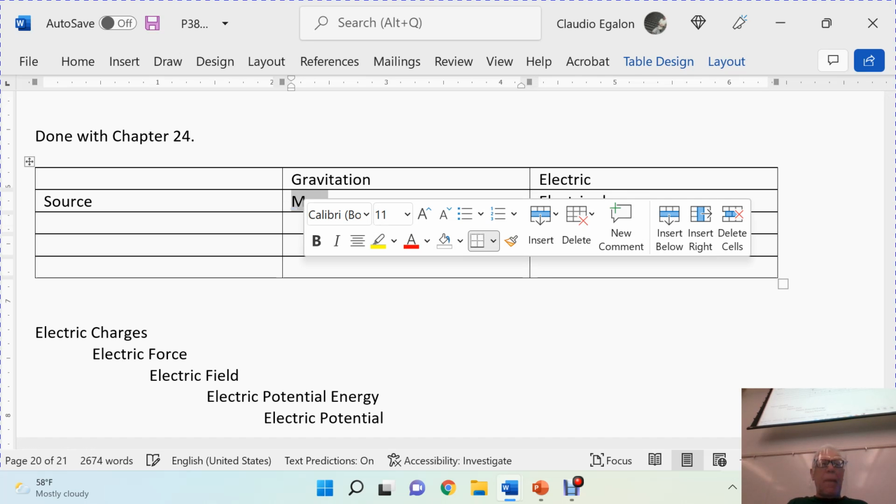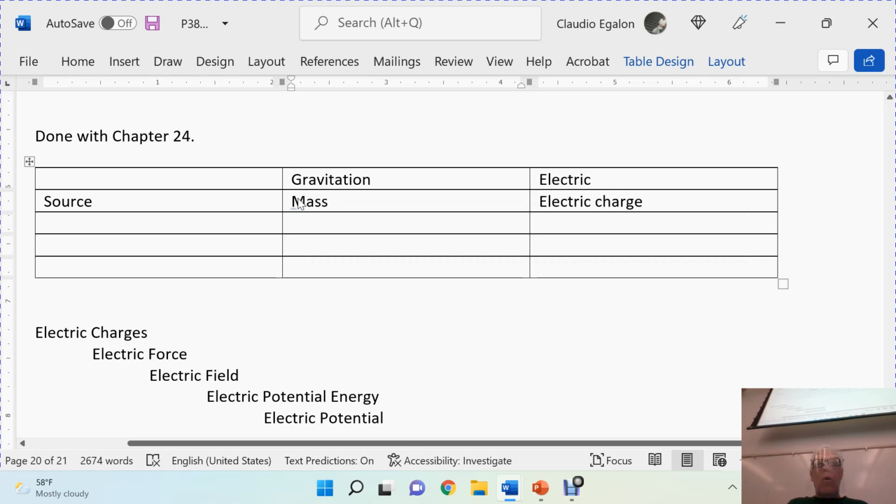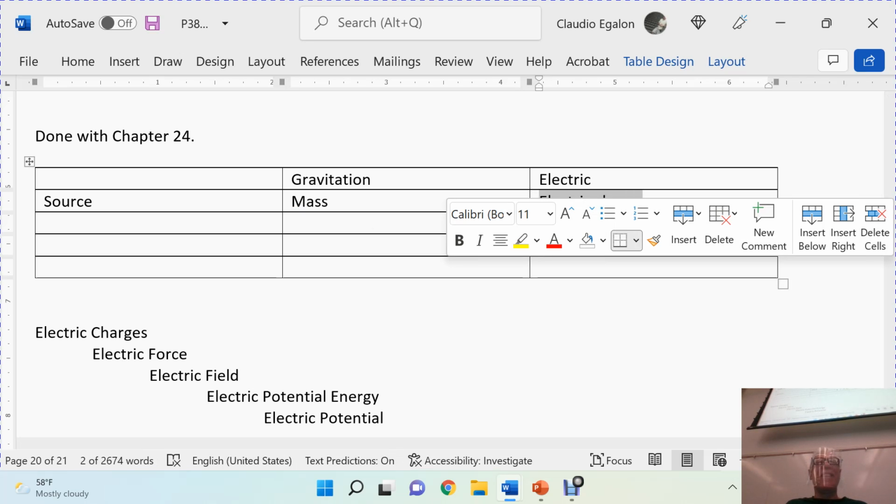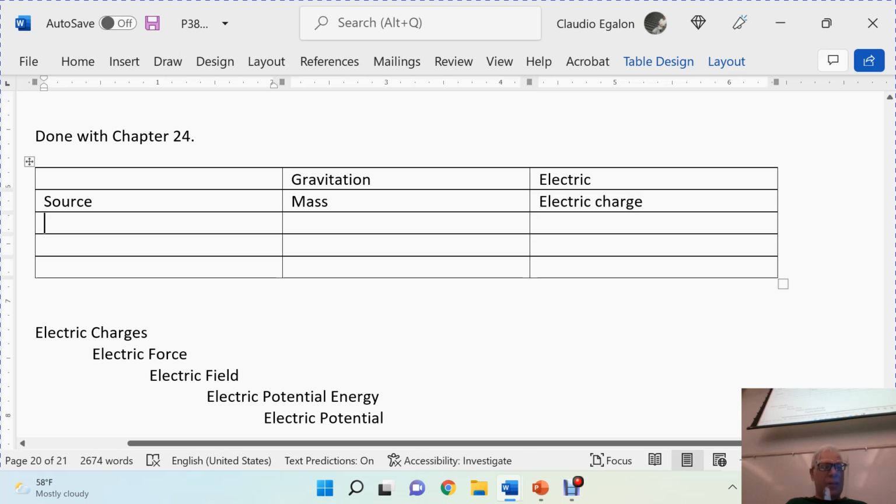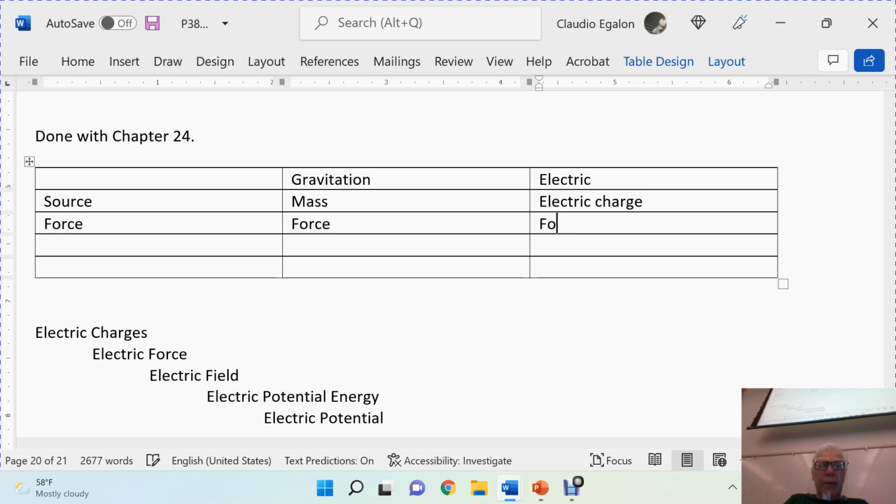So here we can say that the mass is what we may call the gravitational charge, right? If we call that electric charge, then this one we can call gravitational charge. Or we could call it in a different way: gravitational mass, and here we would call it electric mass. It could go both ways if you were to rename it. Okay, what about the force? We have the gravitational force and the electric force.